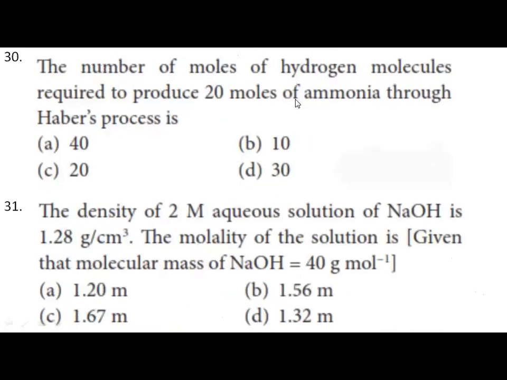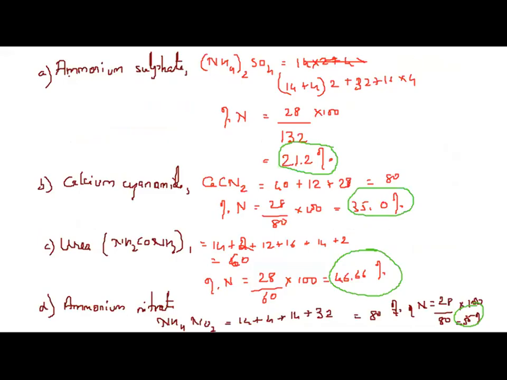Okay. Next question. The number of moles of hydrogen molecules required to produce 20 moles of ammonia through Haber's process. Very interesting question. Haber's process, students. What is this Haber's process? It is a very important method. You will study it in second PUC. It is used for the manufacture of ammonia.